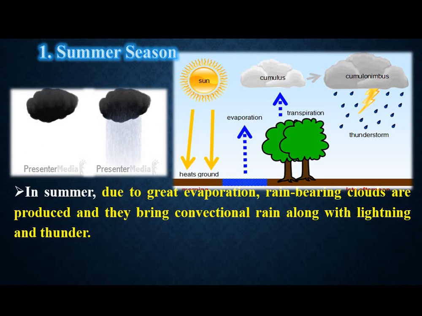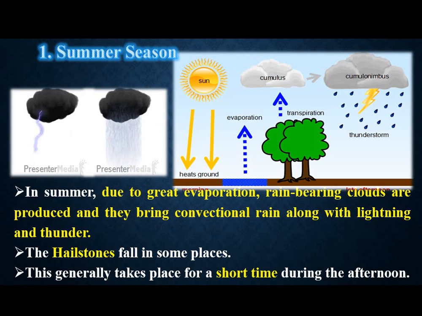Before we get into the next season, there are some extra things which I want to share. Students, I think you might have seen that in the summer season also sometimes the rain will come, right? Yes. In summer, due to great evaporation, rain-bearing clouds are also produced, and they bring convectional rain along with lightning and thunder. Hailstones fall in some places. This generally takes place for a very short period of time, maybe during the afternoons.